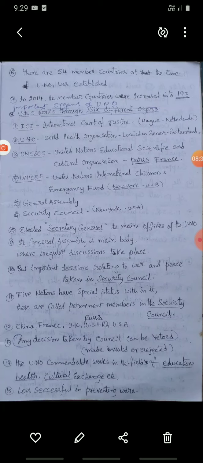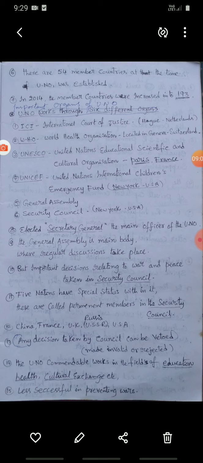The important organs of UNO: International Court of Justice, headquartered in Hague, Netherlands. World Health Organization, located in Geneva, Switzerland. United Nations Educational, Scientific and Cultural Organization, headquartered in Paris, France.